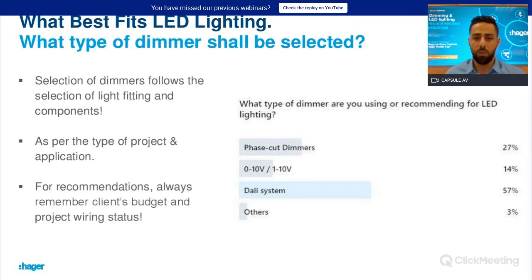Phase dimming, for example, if you have retrofit, you will find the correct phase dimmer and you install it. 1 to 10, 0 to 10. So it depends on your application. It depends on your project. And of course, we keep in mind that always before recommending or using a dimmer, we check what lighting is installed. We ask for the lighting schedule. We ask for the light fitting. We get this material, so we know more on this.